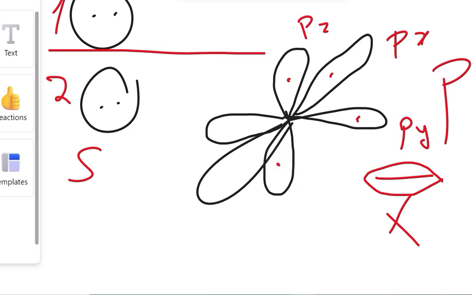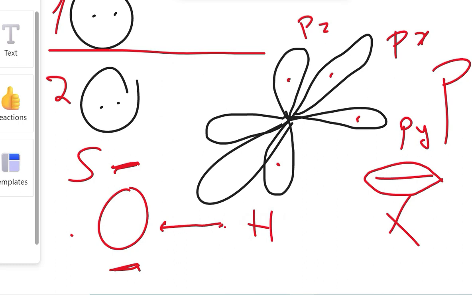So how to draw the Lewis structure then? This is oxygen. It has 2 electrons from the S, which is a lone pair. It has 2 electrons from Pz, which is also a lone pair. And it has 1 free electron in Px and 1 free electron from Py, which means the oxygen can still receive 2 electrons, 1 in Px and 1 in Py. And when it receives, for example, 1 electron from H, we get a bond. And here we receive another electron from H, in Py, we get another bond.